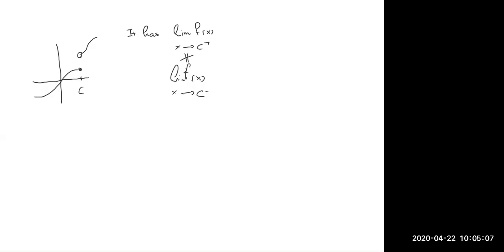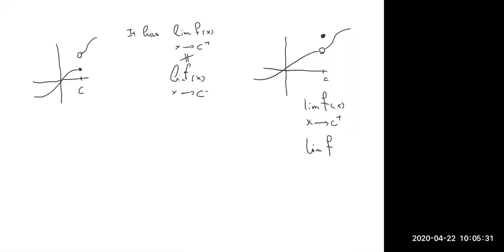Another type of discontinuity is something like this. It means that at the point C, the function has a right limit. The right limit exists at that point. The left limit also exists at that point. And these two limits are equal, but the reason the function is not continuous is that they are not equal to the value of the function at that point, right? This is another kind of discontinuity.